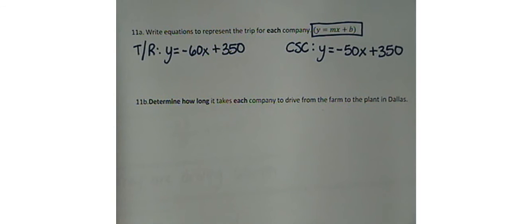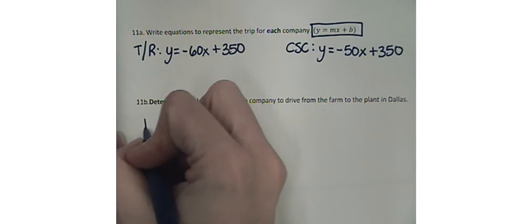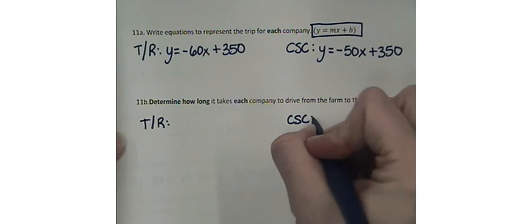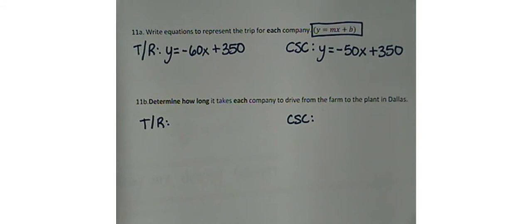So 11b, determine how long it takes each company to drive from the farm to the plant in Dallas. Well, we can look at the graph for the competing shipping company because that would be my total hours on my x-axis. That would be my x-intercept. So go ahead and take a look here. Where do we end? How many hours is that? 7. So the answer for this one is 7 hours.